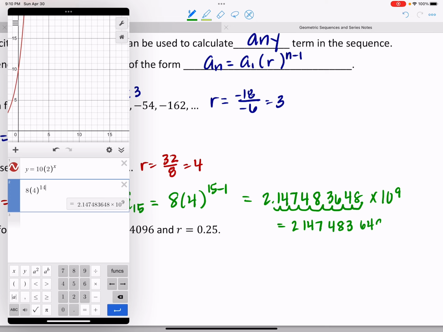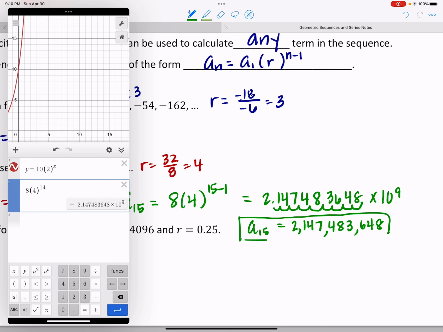2147483648. So put some commas in so I could read this. We're looking at our 15th term being 2,147,483,648, and that was the 15th term again. So let me just go ahead and put that notation in there, and there you have it.